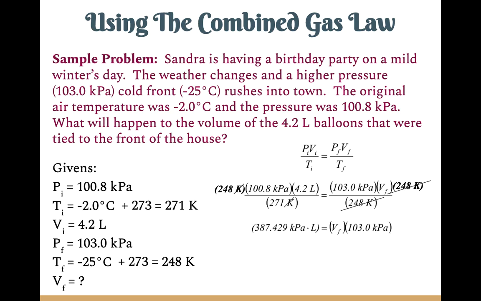So the 248 times 100.8 times 4.2 divided by 271 gives me 387.429 and those two units left, kilopascal liters. And then on the other side I've got Vf and 103 kilopascals. Now I'm going to divide both sides by 103 kilopascals. The unit cancels and we're left with liters, which is what we were trying to find. So when you do that math, you get that the final volume of the balloons goes down to 3.8 liters.